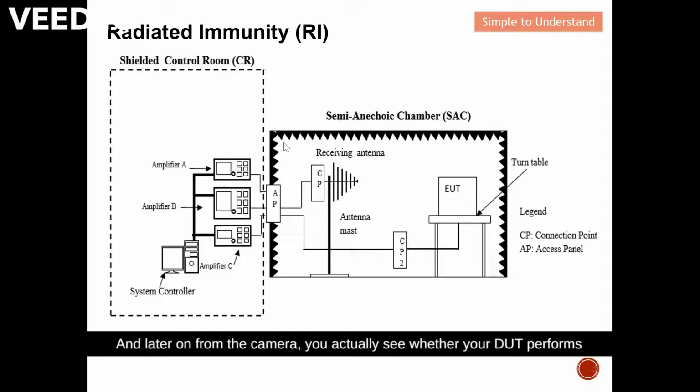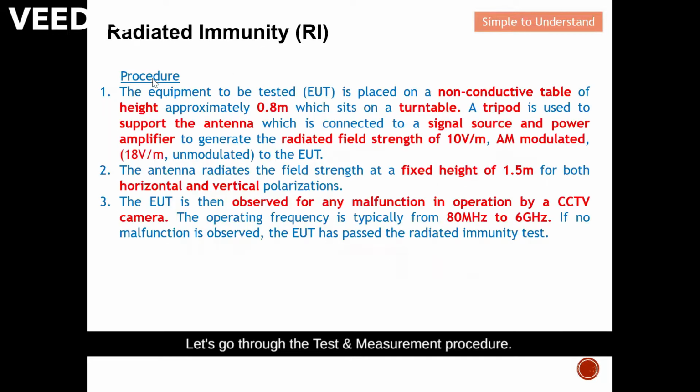Later on, from the camera, you see whether your DUT performs satisfactorily or not. If it does not perform in a satisfactory manner, it means that you fail the EMC test and measurement of RI. For example, your EUT may do a reset, or it will have some form of degradation of performance. It is based on several conditions. So let's go through the test and measurement procedure.